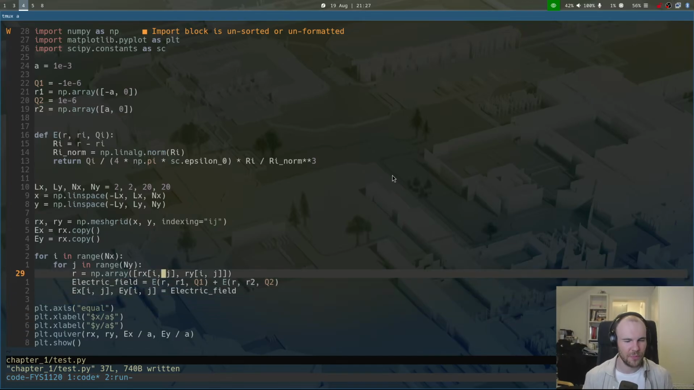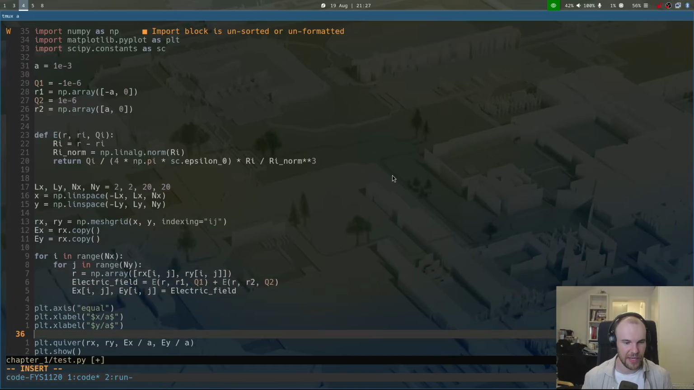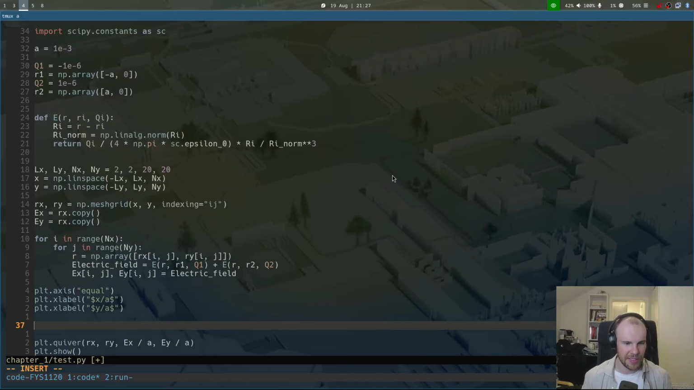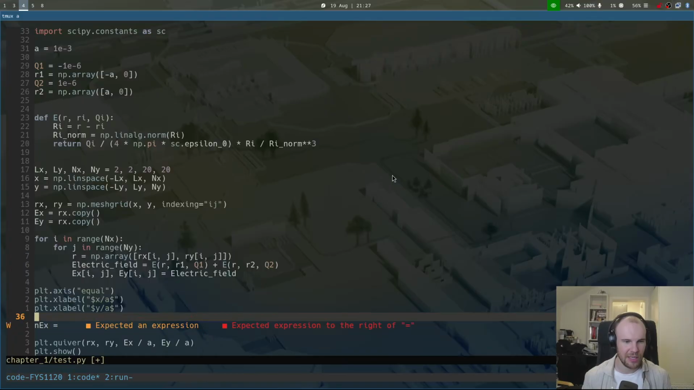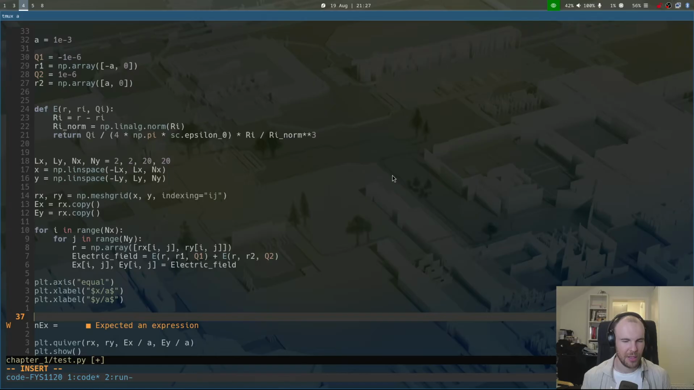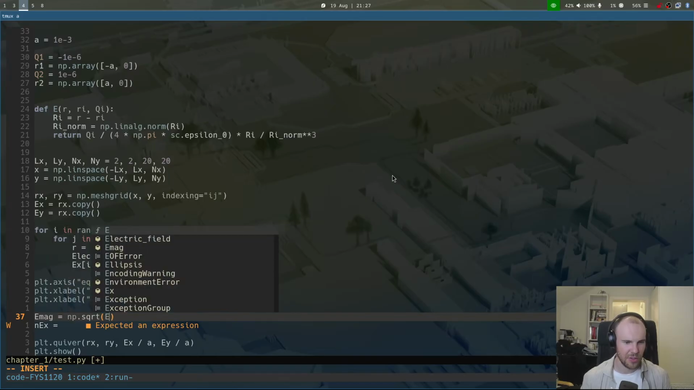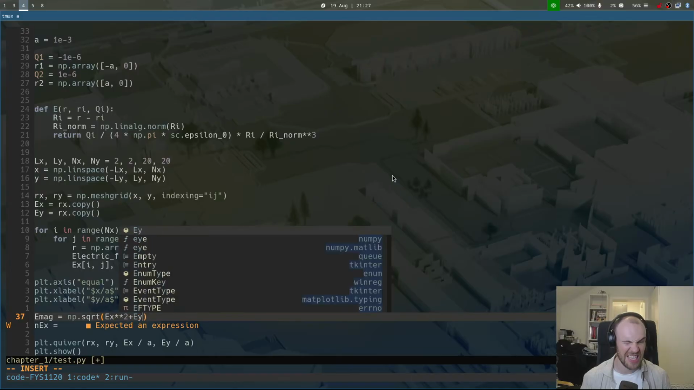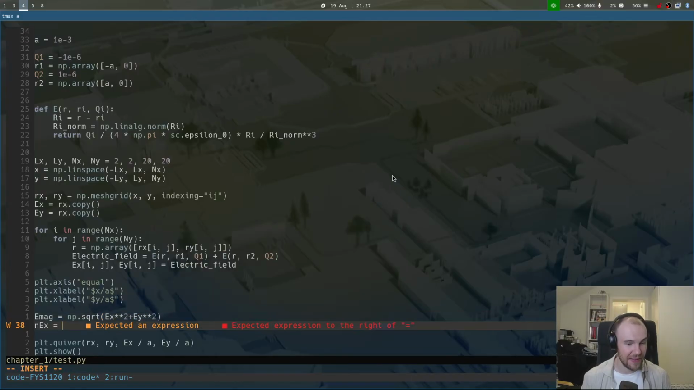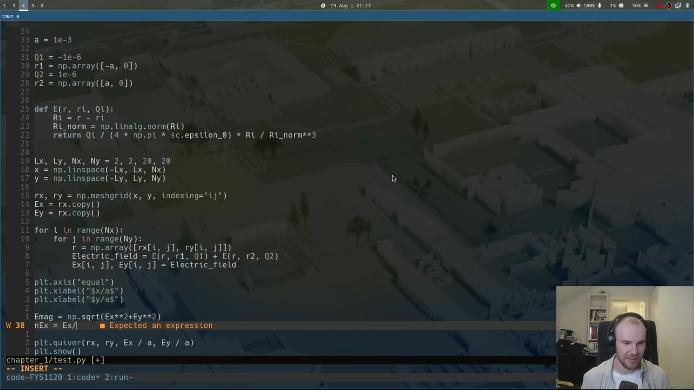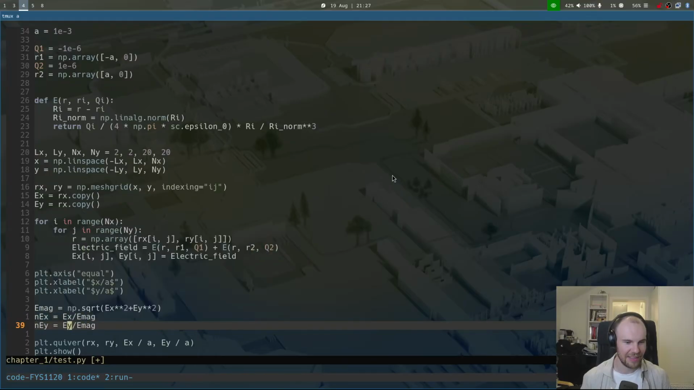Instead of passing in the actual vectors in Quiver, you can pass in the unit vectors. So let's say the unit vectors for E of x, nEx. I of course need a magnitude, so E magnitude is just np.sqrt. We can do the square root this time: Ex squared plus Ey squared. And then nEx is just Ex divided by E magnitude, and then nEy with that magnitude.